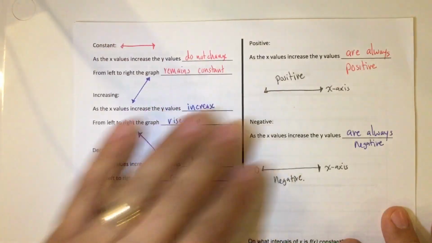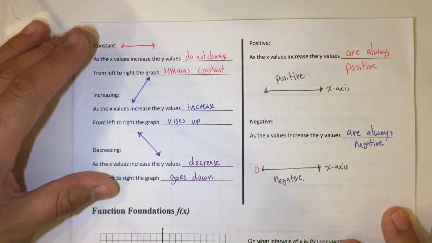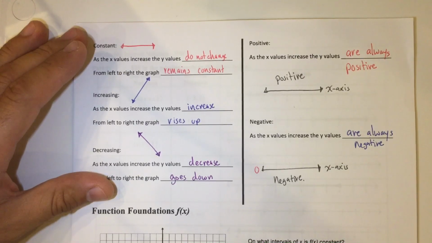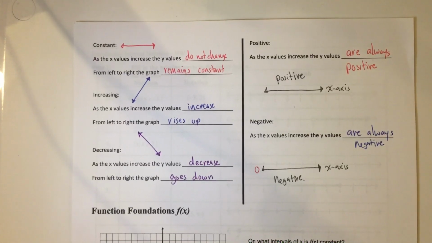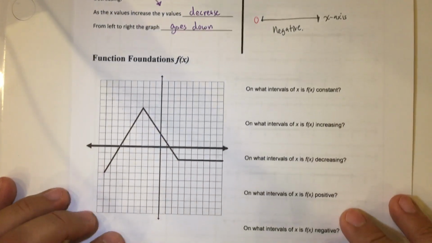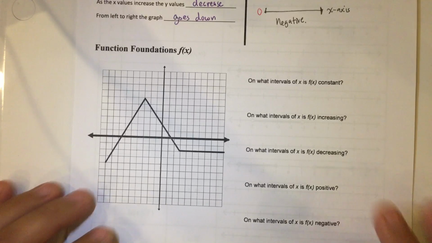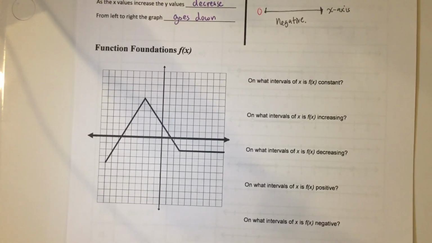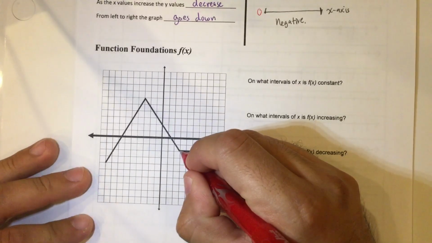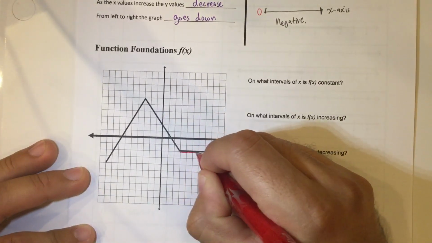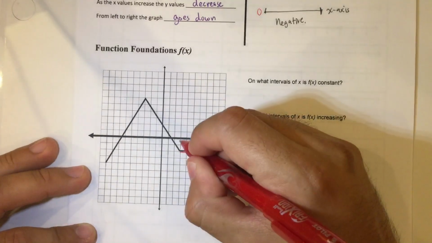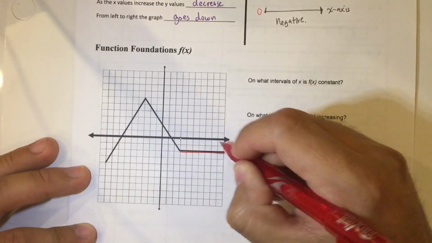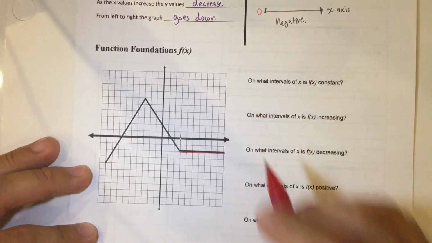Now, when I look at all of this here, every single interval I'm asking you for will always be reflected from some point that's on the x-axis. Okay, so let's kind of go through this so you can see what I mean. All right, so right here, on what intervals of x is f of x constant? So when I look at this here, where is this graph constant? Well, I see from here to here, it is constant, okay? And I'm going to relate that to the x-axis here and the x-axis here, which is an arrowhead, okay?